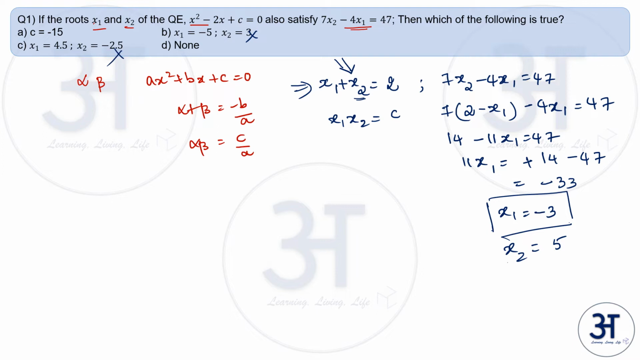Now let us see what c is. c is x1 into x2. So this means that c is equal to minus 3 into 5, which is minus 15. So hence c equal to minus 15. A is the correct answer.